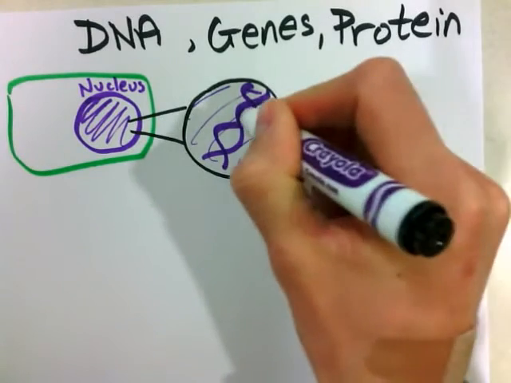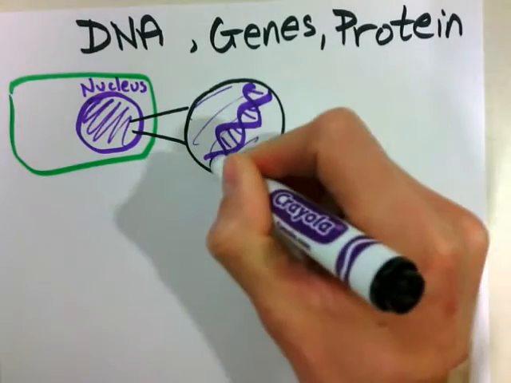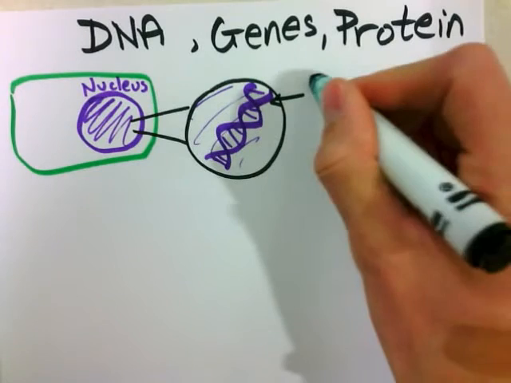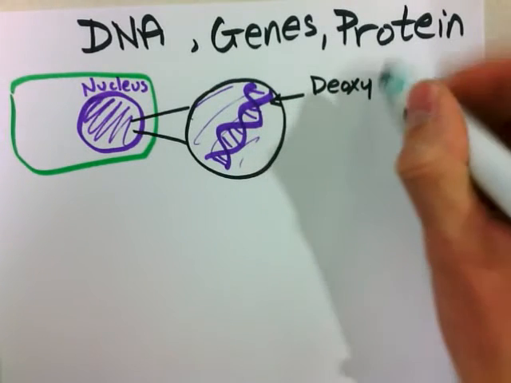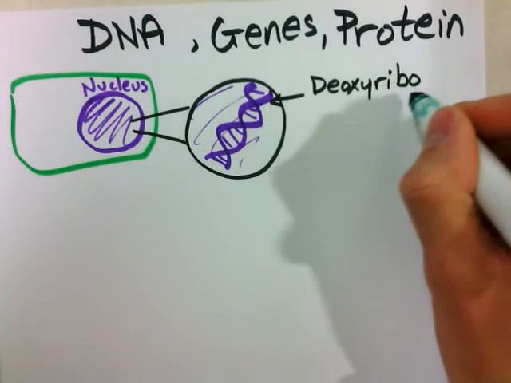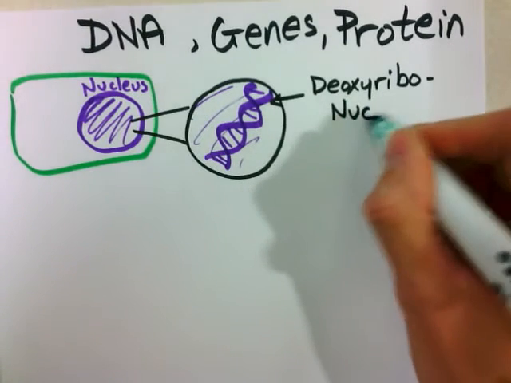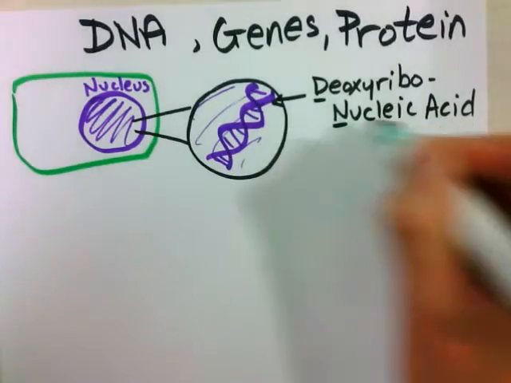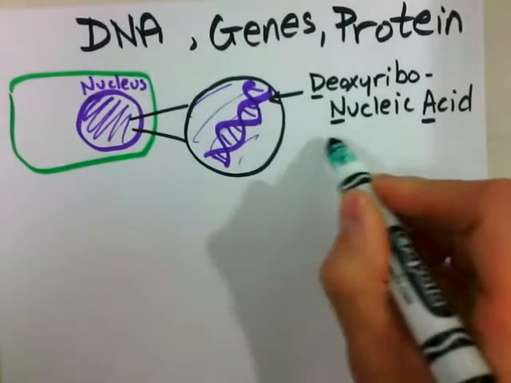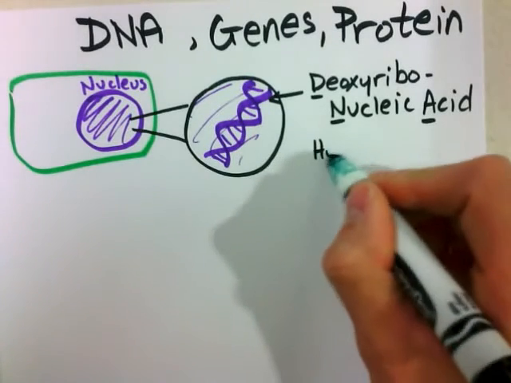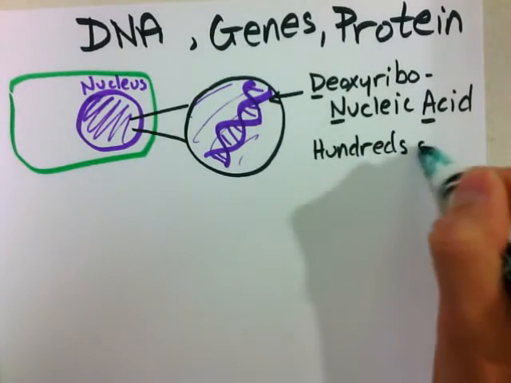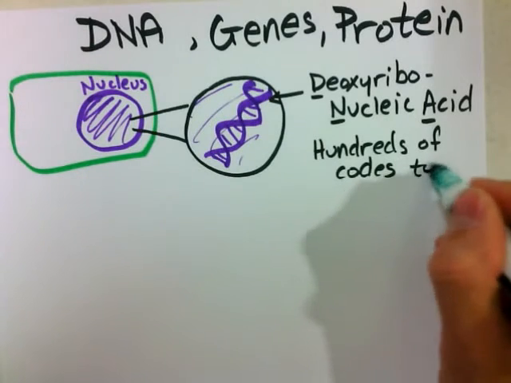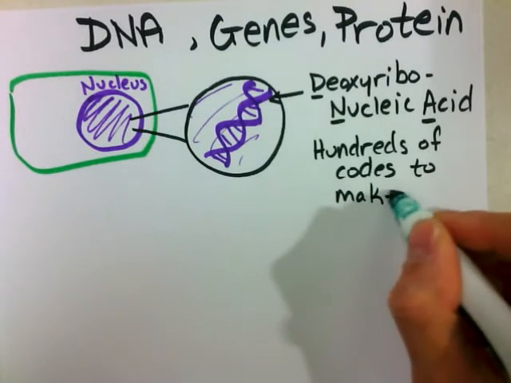This double helix has a code inside of it, and this code is what we care about. So this stuff we call deoxyribonucleic acid, or DNA. This stuff has hundreds of codes inside of it, all made to make proteins.